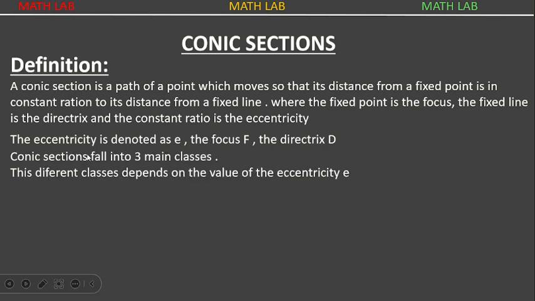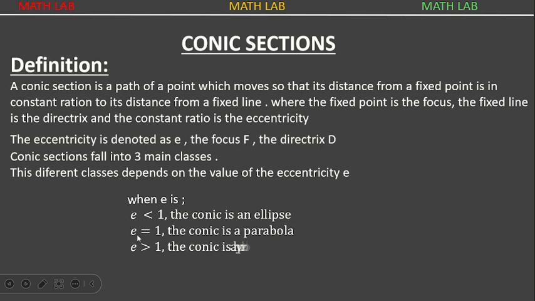Now we need to note that in conic sections we have three main classes, and the three main classes depend on the value of the eccentricity e. One, when e is less than 1, the conic section is an ellipse. Two, when e is equal to 1, the conic section is a parabola. Three, when e is greater than 1, the conic section is a hyperbola. Also, one thing to note: when e equals 0, the conic is a circle. Yes, a circle is a conic section.